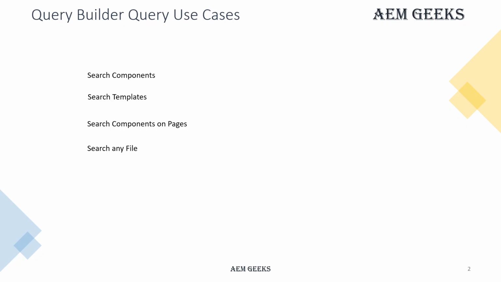So I'll cover how you can search a component, a template, how you can search a particular component used on the pages, how to search a file and date range, and different predicates. So we'll see different use cases. The intention of this tutorial is to let you understand how you can create Query Builder queries in different use cases, rather than to explain the different use cases. So as part of this tutorial, please try to understand how we create queries for different use cases.